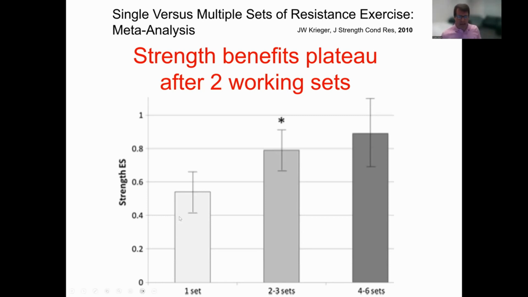So for strength gains, one set gives you about half of your genetic potential for getting stronger in response to that one working set. If you do 2 or 3 sets, you get most of the additional improvement that you would ever get, even doing 10 sets. And in this data here, at 4 to 6 sets, you only get a 5% additional improvement in strength. So really, there's a dramatic diminishing of the return in strength improvement when you do more than 2 working sets.